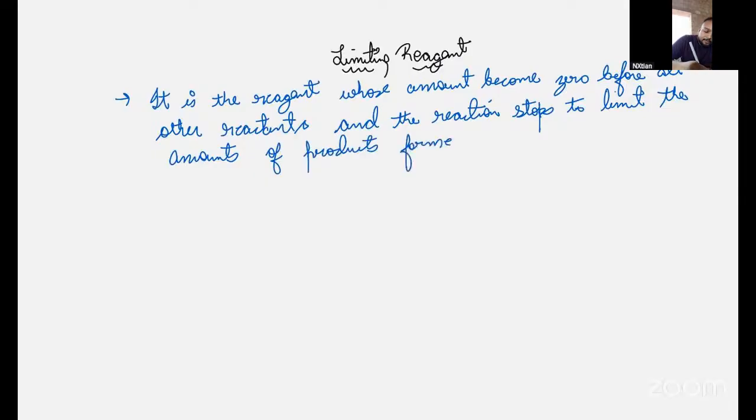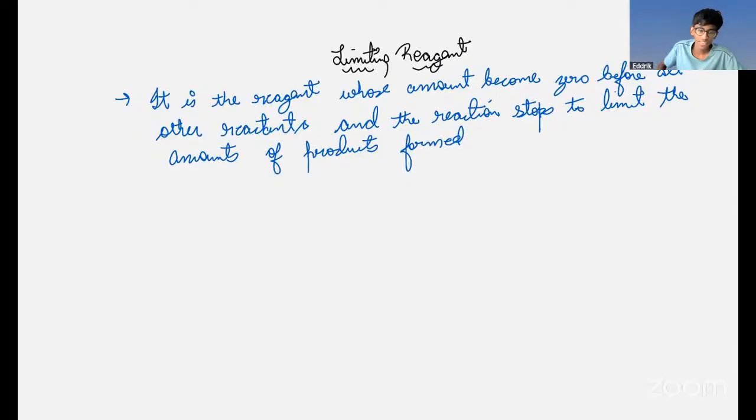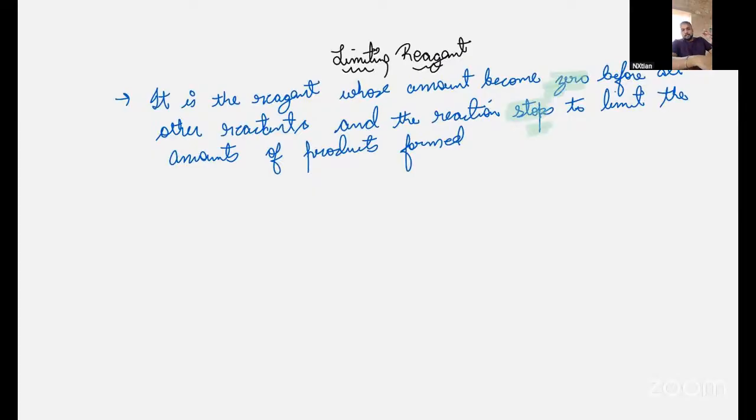Okay. Now I wrote the definition. Can you read this, please? Limiting reagent. It is a reagent whose amount becomes zero before all other reactants and the reaction stops, to limit the amounts of products formed. Yes. Means it will be consumed first, and because of that, the further reaction won't be completed because it is all consumed. Did you understand? Yes, sir.